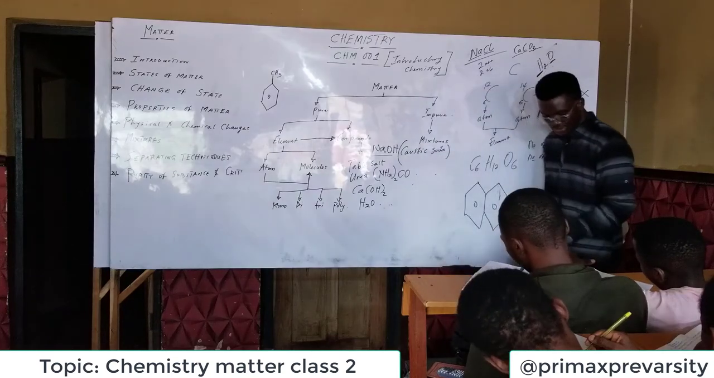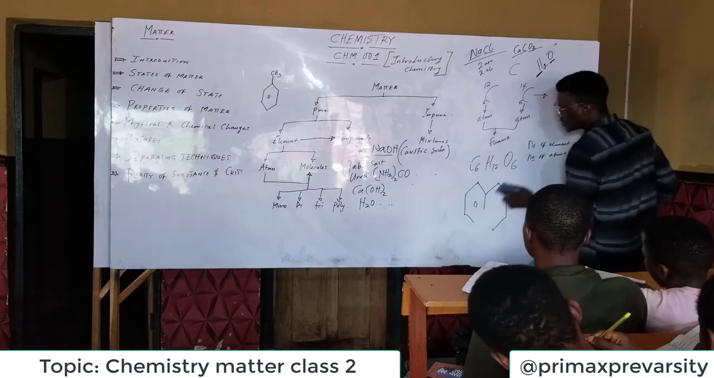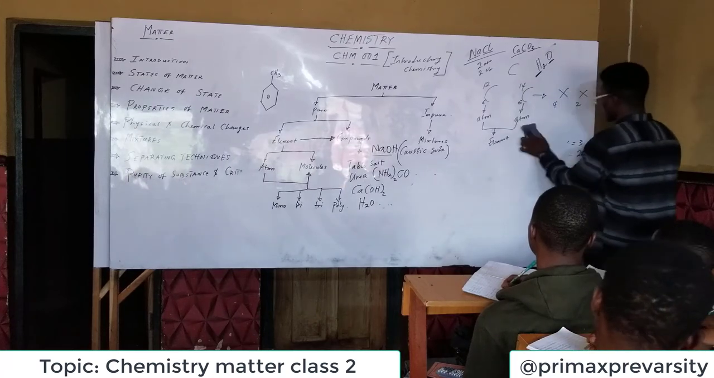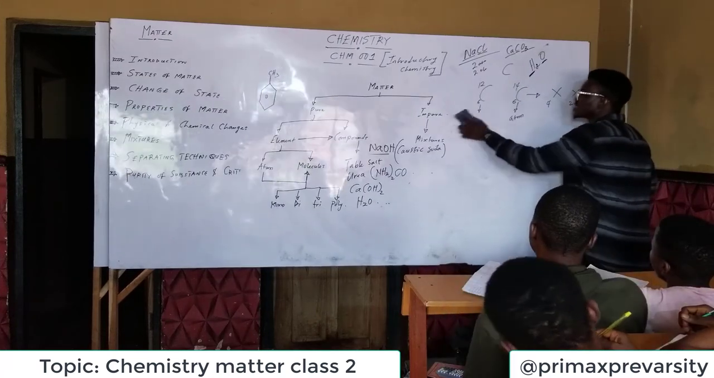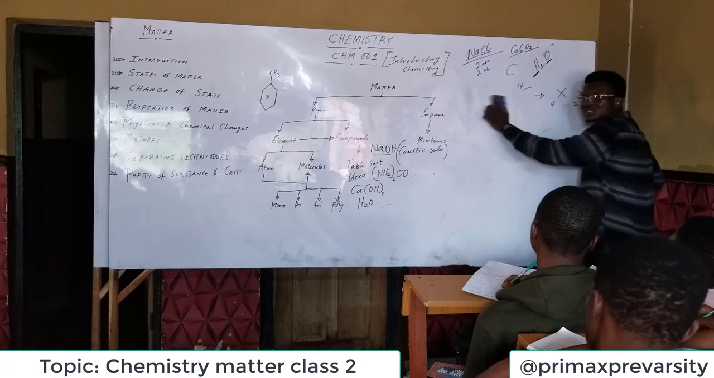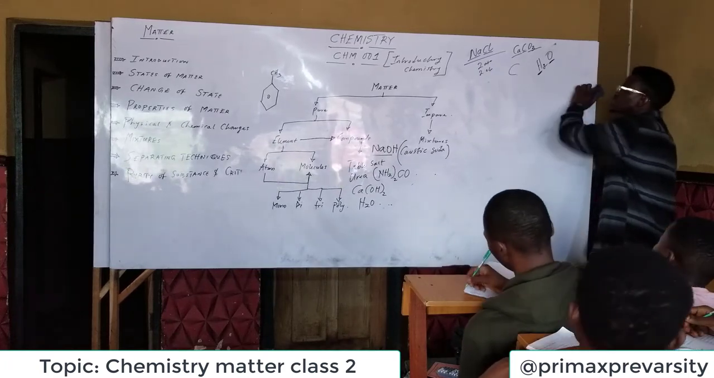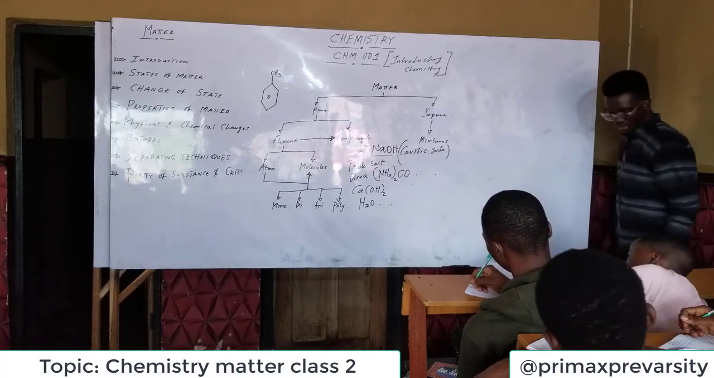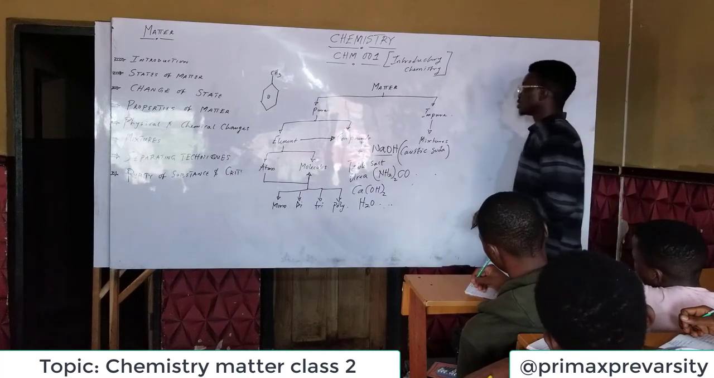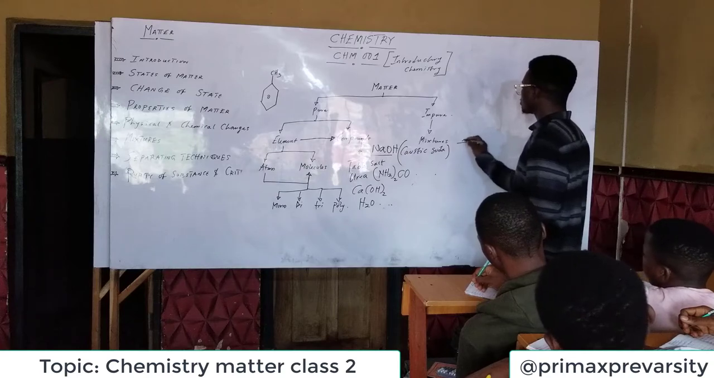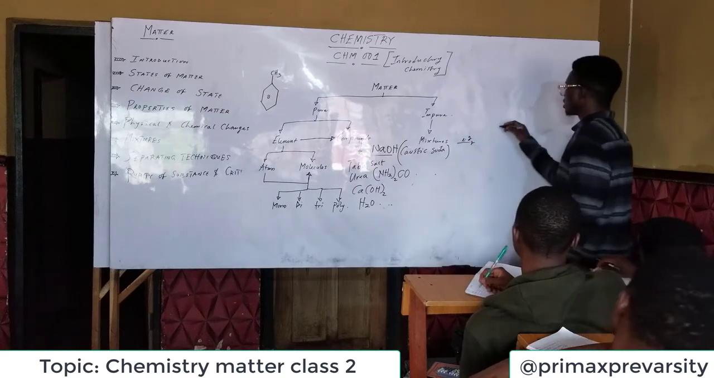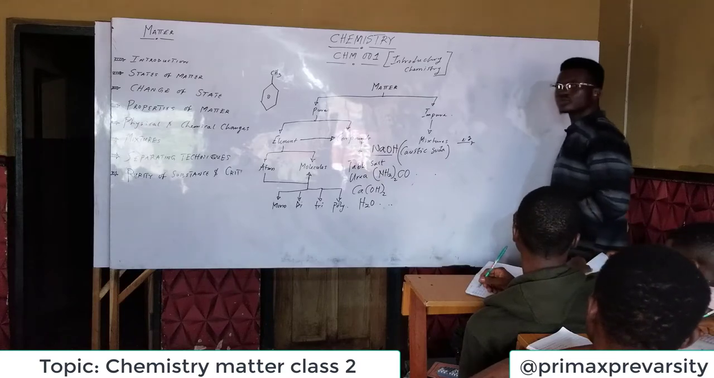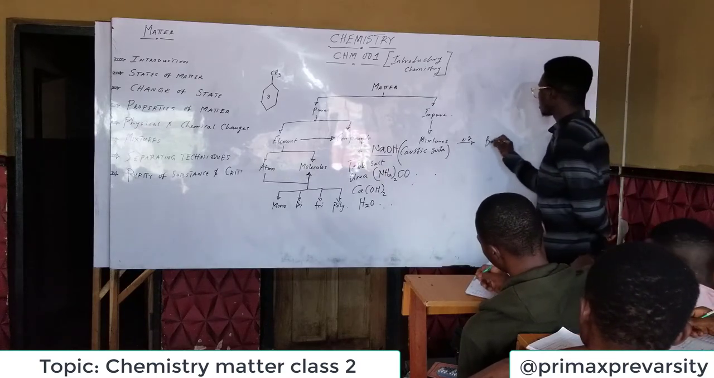Now, what are examples of mixtures? Your mixtures can be homogeneous or heterogeneous. Homogeneous means it exists in the same phase. Heterogeneous means it exists in different phases. Is that taken? So, examples of mixtures. Limestone? Limestone is a compound. Is that taken?